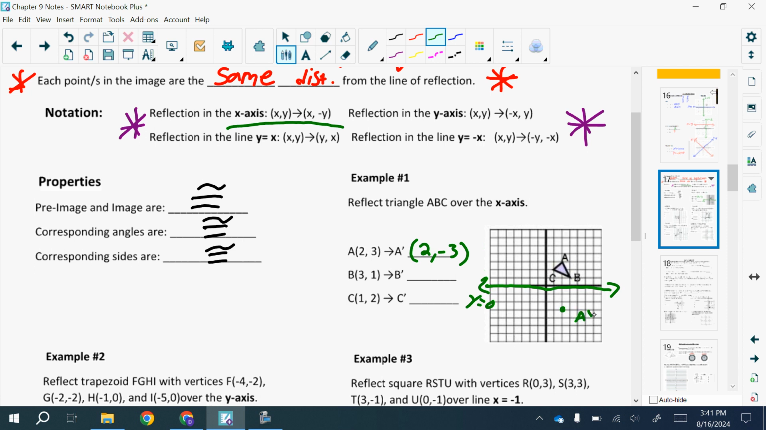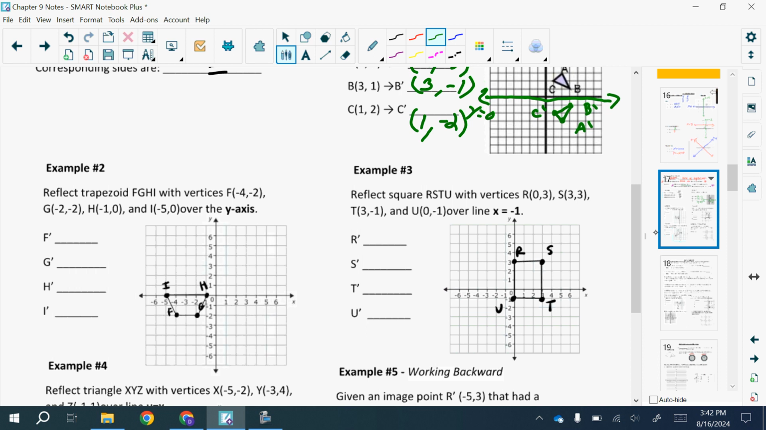So B, 3 comma 1 changes to 3 comma negative 1. So 1, 2, 3, negative 1. This is going to be B prime. And 1 comma 2 for C changes to 1 comma negative 2. And we have our triangle there. Boom. So if I folded this graph over the line of reflection, the shapes would fall on top of each other, which is what we want.